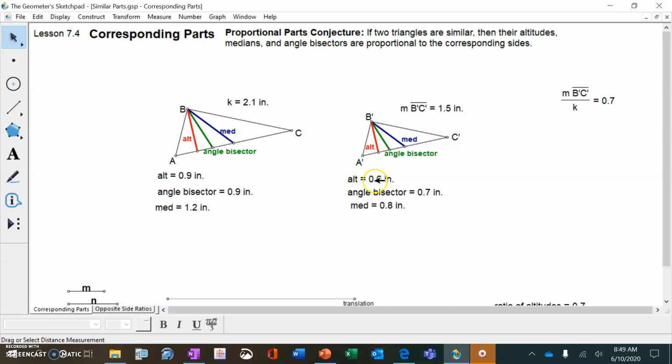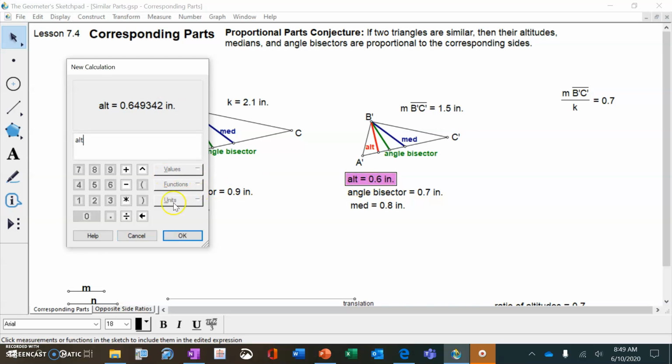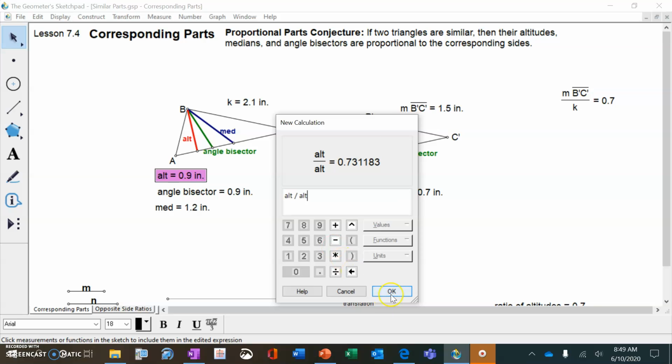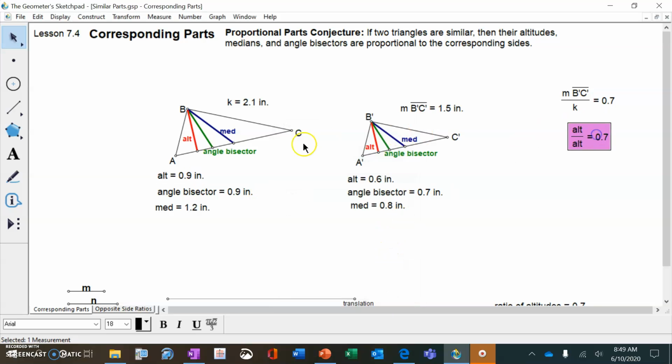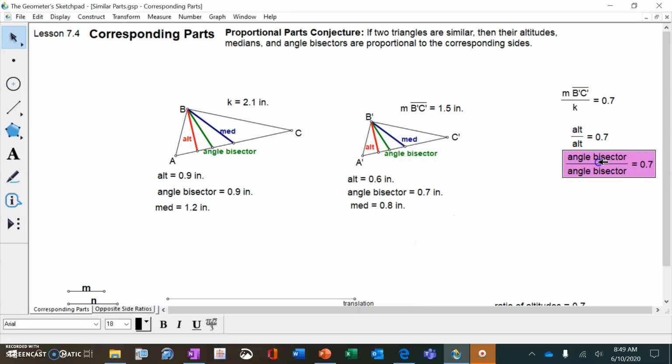Okay, now I'm going to take the altitude. I've measured the altitude of each of them, and I'm going to do the same thing. Go to my calculator, and I'm going to take the smaller triangle's altitude divided by the larger triangle's altitude. And when I do that, look at that. I get the same ratio. Okay, what about the angle bisectors? If I take the angle bisector in the smaller triangle and I divide it by the angle bisector in the larger triangle, I get the same ratio.